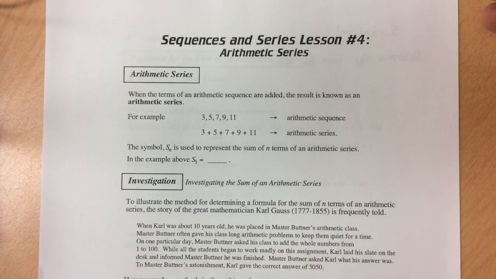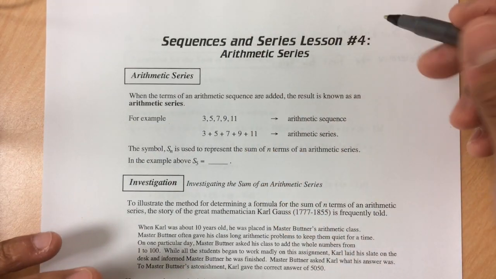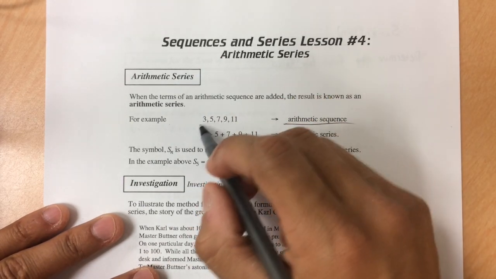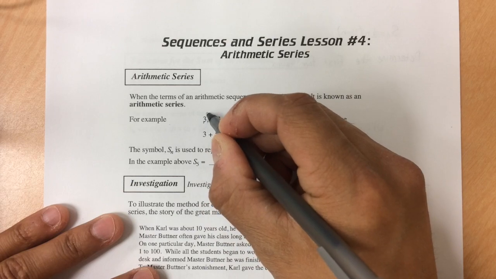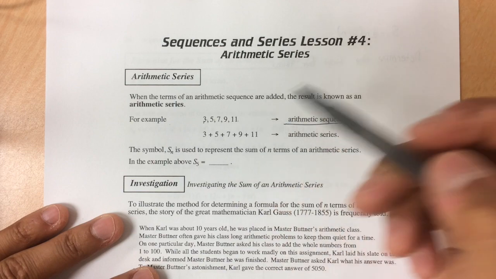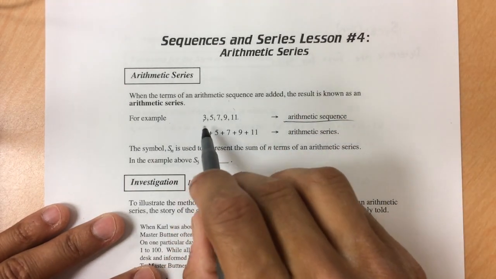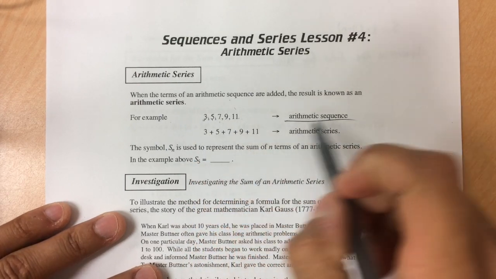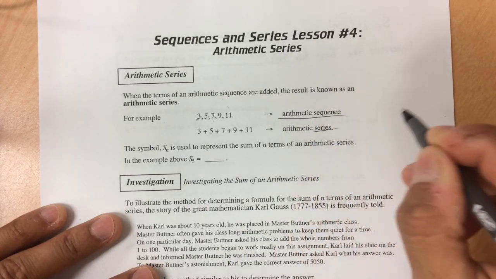In lesson 4, we're going to be talking about arithmetic series. Up to this point, we've been talking about sequences. So if I have a sequence that goes 3, 5, 7, 9, 11, then I'm going up by 2 each time. So 3 plus 2 is 5, plus 2 is 7, plus 2 is 9, plus 2 is 11, and so on. In a series, what we're doing is we're adding all of our terms in our sequence. So we're working with sequences still, but now we're going to be adding our terms together, so that makes them series.